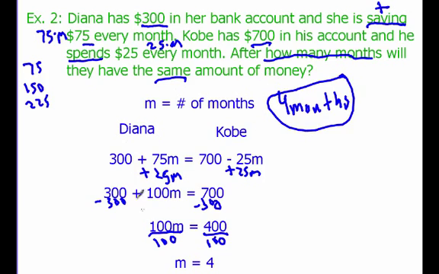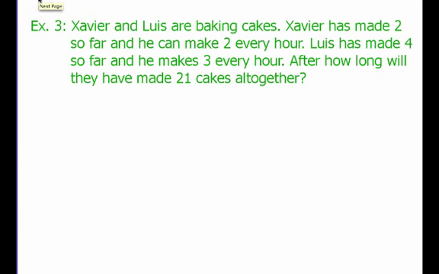So once again, I just set up my equation, and then I solved it. All right, let's look at our final example, example number 3. It says Xavier and Luis are baking cakes. Xavier has made 2 cakes so far, and he can make 2 every hour. Luis has made 4 so far, and he makes 3 every hour. After how long will they have made 21 cakes altogether?